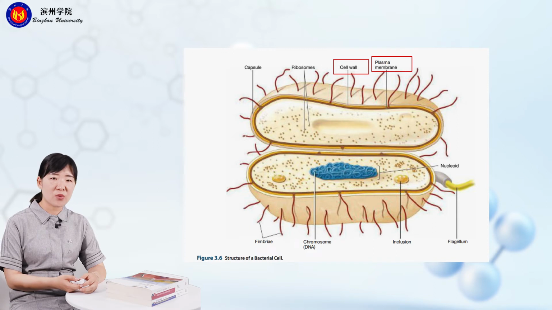In typical gram-negative bacteria, there is a periplasmic space between the cell wall and plasma membrane, which contains hydrolytic enzymes and binding proteins for nutrient processing and uptake. In typical gram-positive bacteria, it may be smaller or absent.